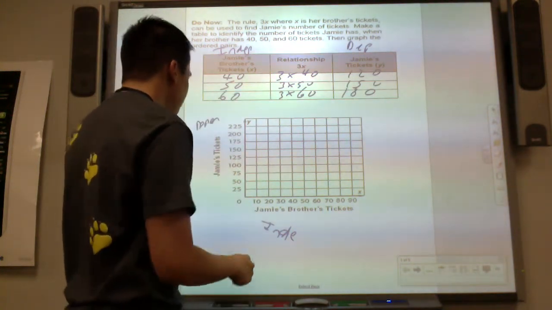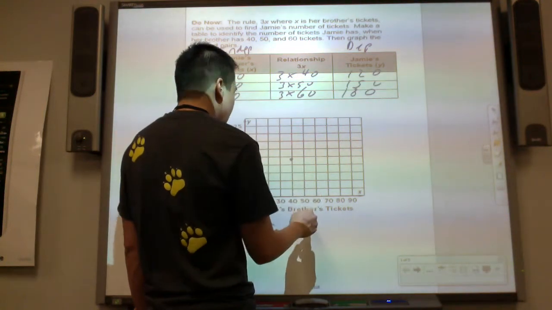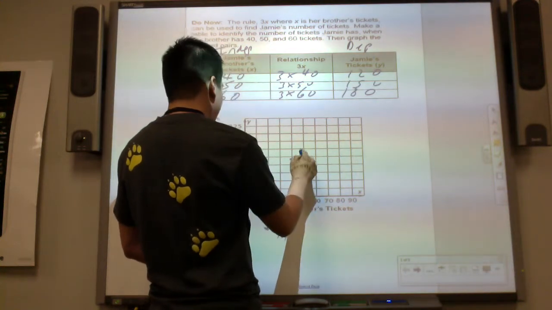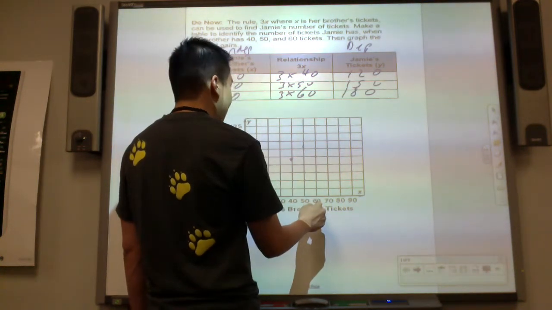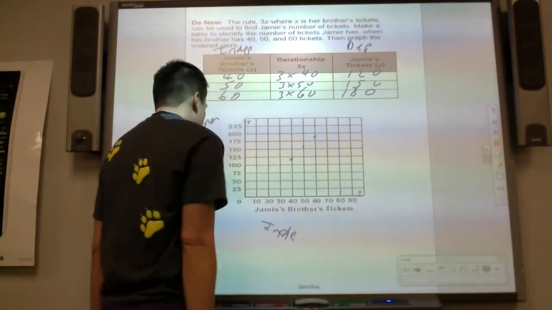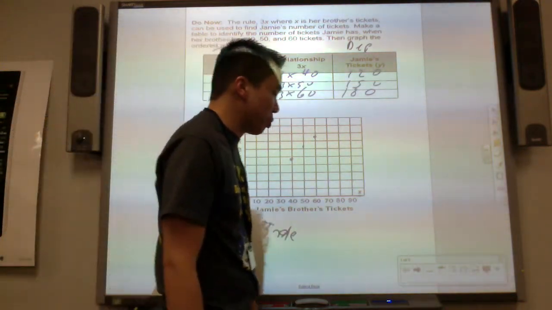So let's see. Jamie's brother has 40 tickets. That means she will get to have 120 tickets. Her brother has 50 tickets. That means she'll get to have 150 tickets. And if her brother has 60, she will get to have 180. So dependent is Jamie's tickets. Independent is Jamie's brother's tickets.